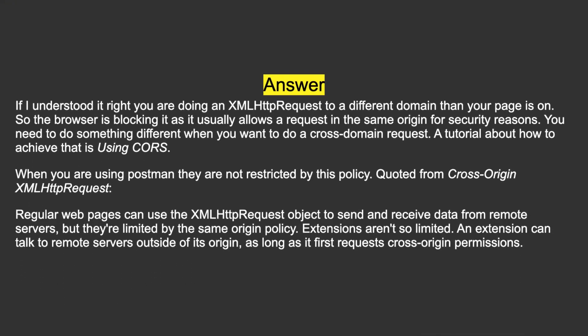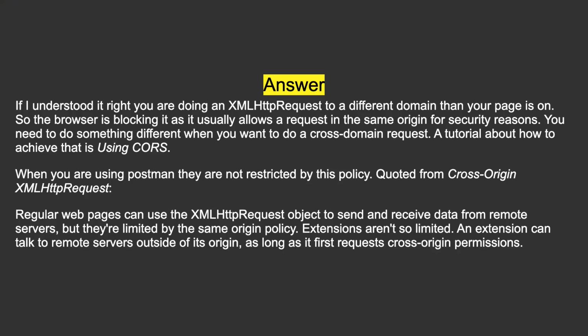If I understood it right, you are doing an XMLHttpRequest to a different domain than your page is on. So the browser is blocking it, as it usually allows a request in the same origin for security reasons. You need to do something different when you want to do a cross-domain request. A tutorial about how to achieve that is using CORS. When you are using Postman, they are not restricted by this policy.